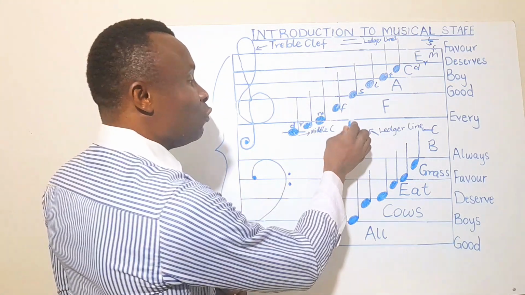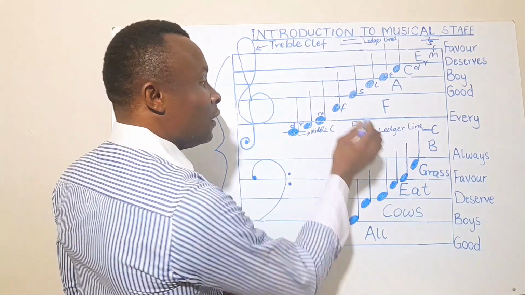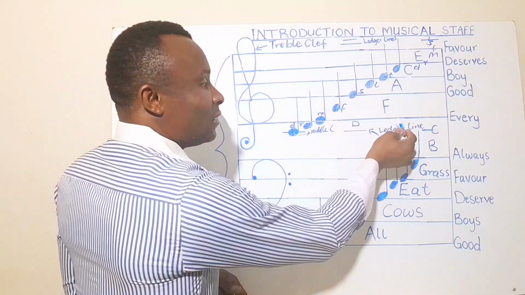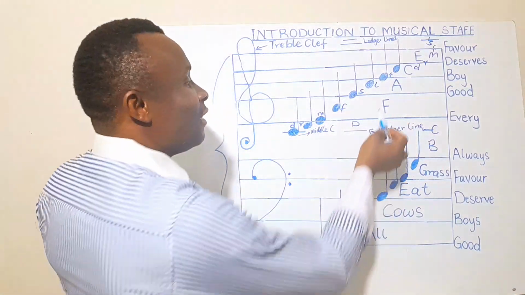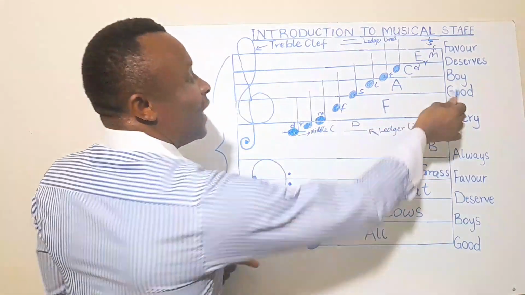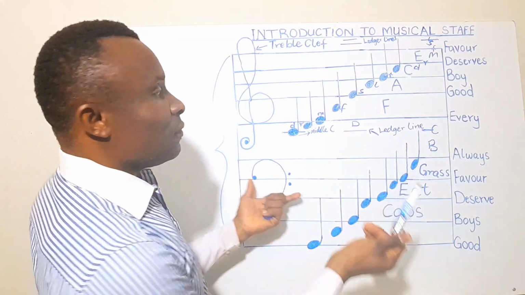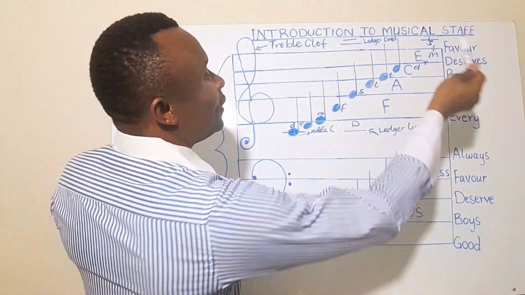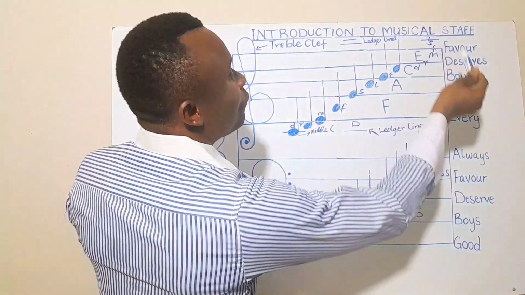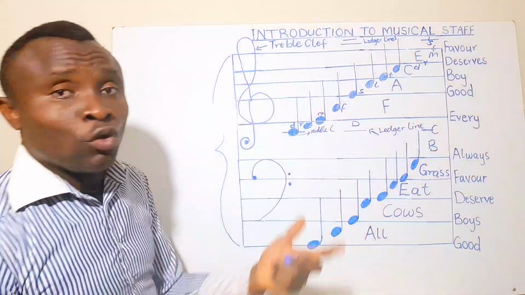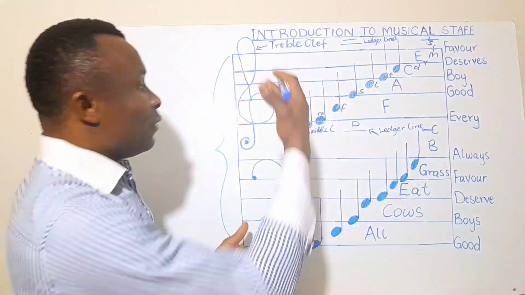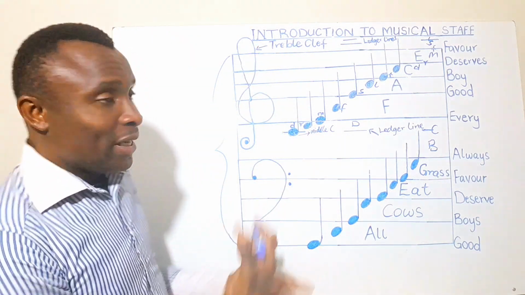That means the next space will be D. So see it, A, B, C, D. Then followed by E, followed by F, space, followed by G, line, A, space, B, line, C, space, D, line, E, space, F, line, like that. So I believe you must have understood how the Treble Clef and the Bass Clef are connected.